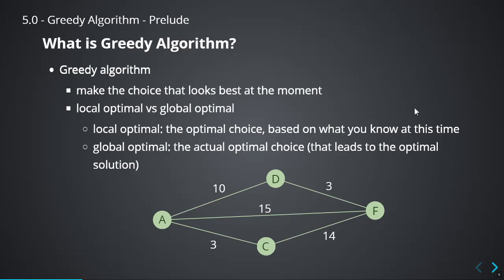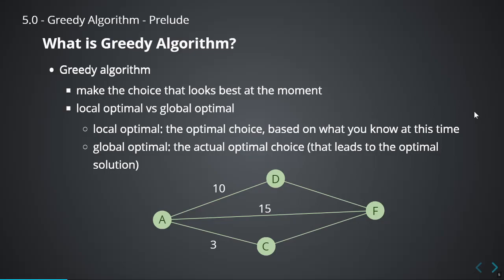So that's the global optimal, to go from A to D and go from D to F. Well, if you limit yourself to just A, D, C, then the global optimal is still A to D, because that's the path that will give you the best answer. But the local optimal is 3, going from A to C. So you see how with a greedy algorithm, we can say that this algorithm will choose the local optimal, hoping that the local optimal is also the global optimal.